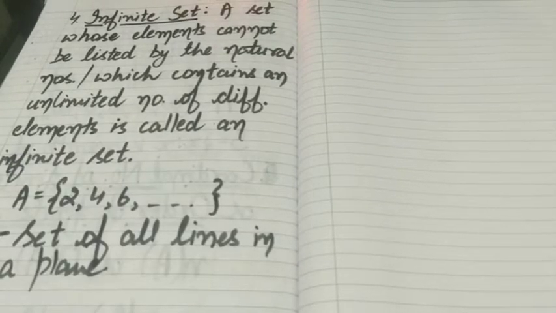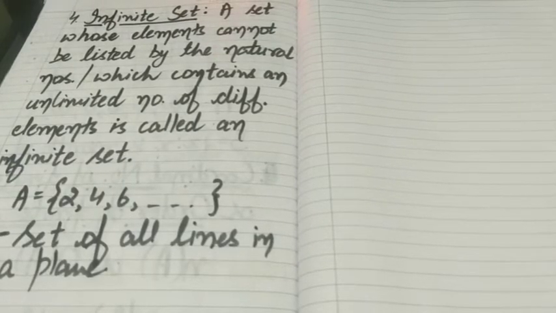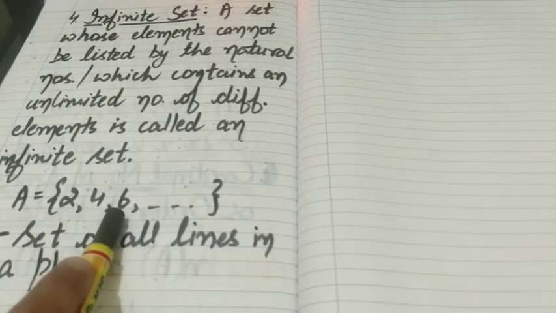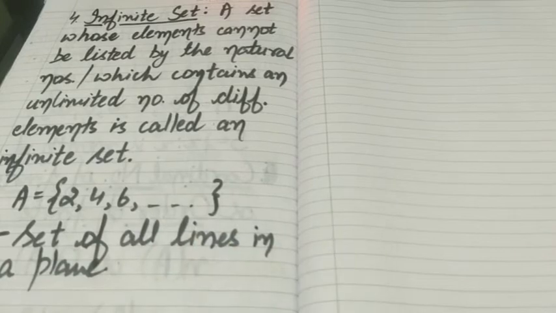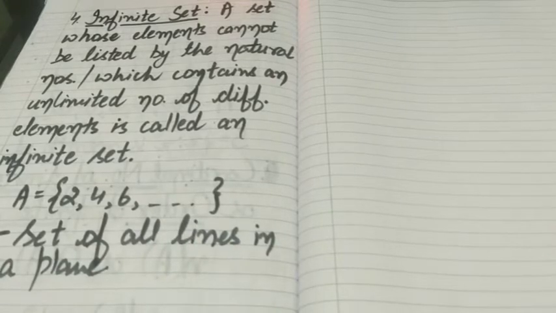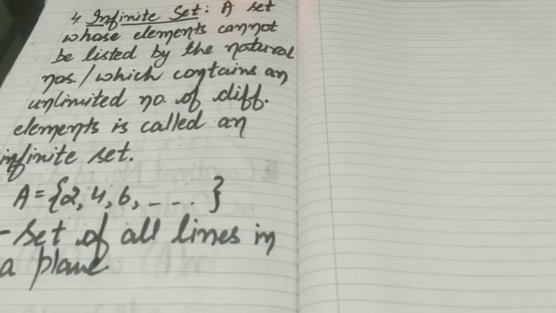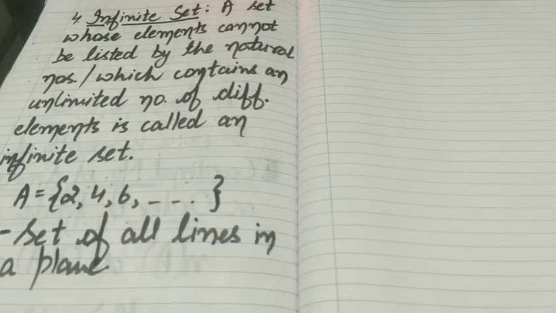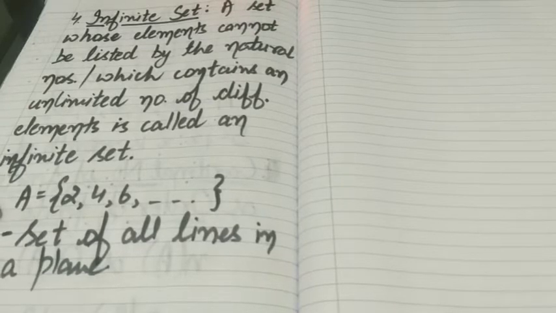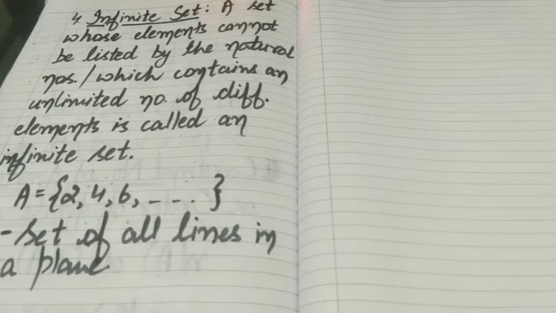For example, the set of even natural numbers. We know that even natural numbers are 2, 4, 6, 8, 10, 12 and so on. They are infinite in number, means they are not limited, they are unlimited in number. That's why the set of even natural numbers is an example of an infinite set.